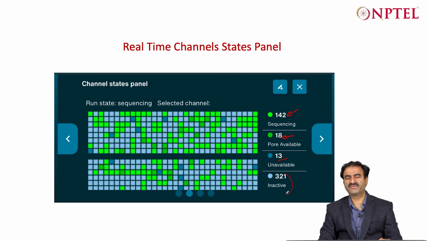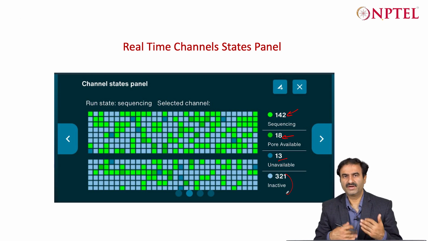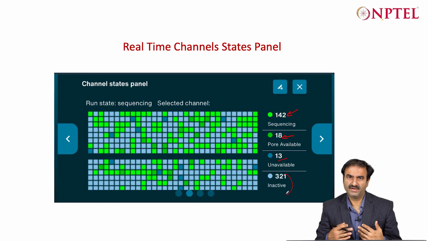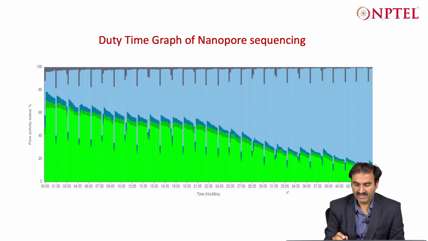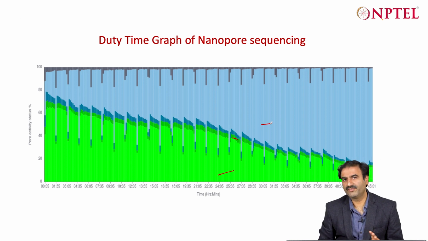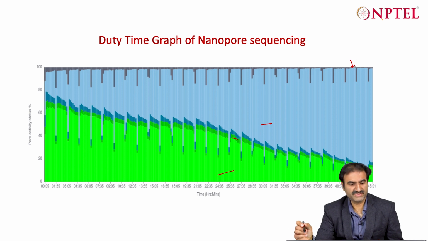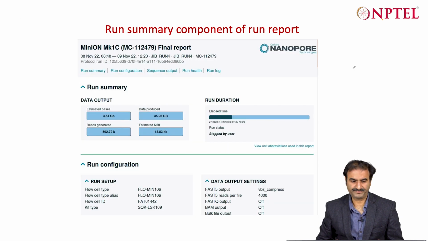So in each mux scan basically the number of pores changes, and the DNA is assigned to another set of pores for sequencing. Okay, so again, this is the duty graph of nanopore sequencing. At this point the sequencing is actively going on. These ones can potentially contribute to sequencing, and this one is the inactive ones which are not sequencing right now but may be available in the next mux scan, and this one, the dark one, are unavailable for sequencing and they cannot be revived.